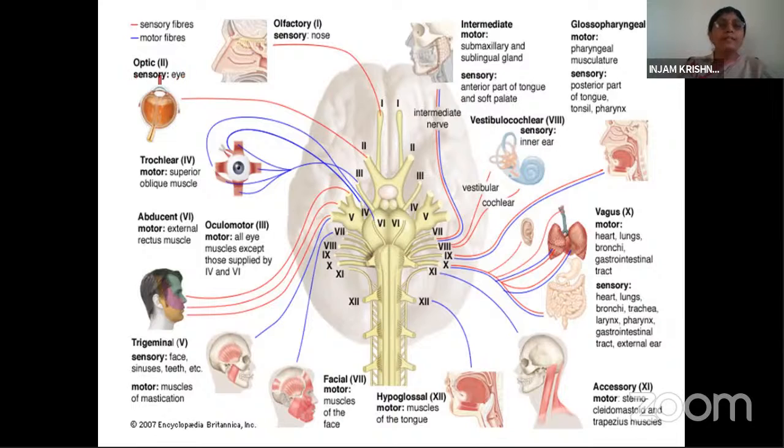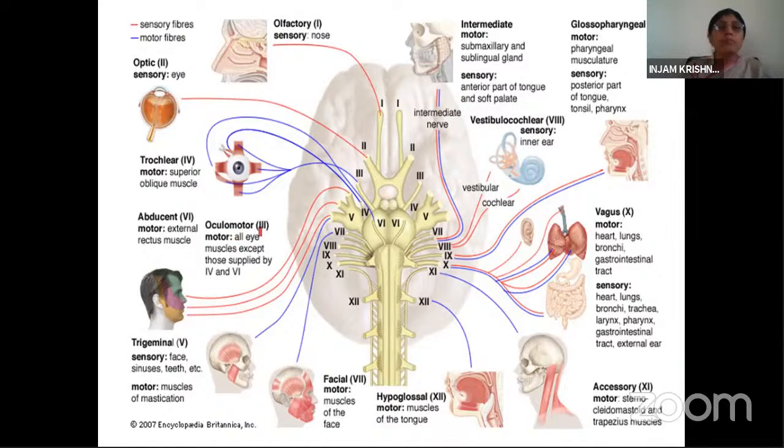Second one is optic. Optic is also sensory. Sensory means it has to arise from the body part or sensory part. It arises from the retina and reaches the occipital lobe. Have you remembered the occipital lobe? It is the smallest lobe of the cerebral hemisphere. Yes, this is optic. And then the third one is oculomotor.